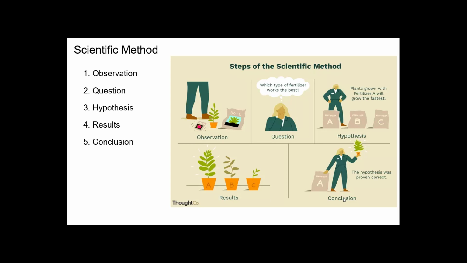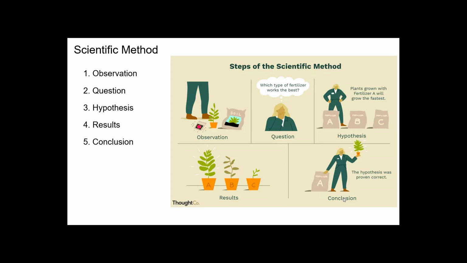This is to allow others to repeat your work, look at your data, and make sure that everything is going in the steps that it should. So let's understand these steps. Your book has them more condensed, but I've expanded them out to give a better understanding of what these are. So for us, we have 5: observation, question, hypothesis, results, and conclusion.